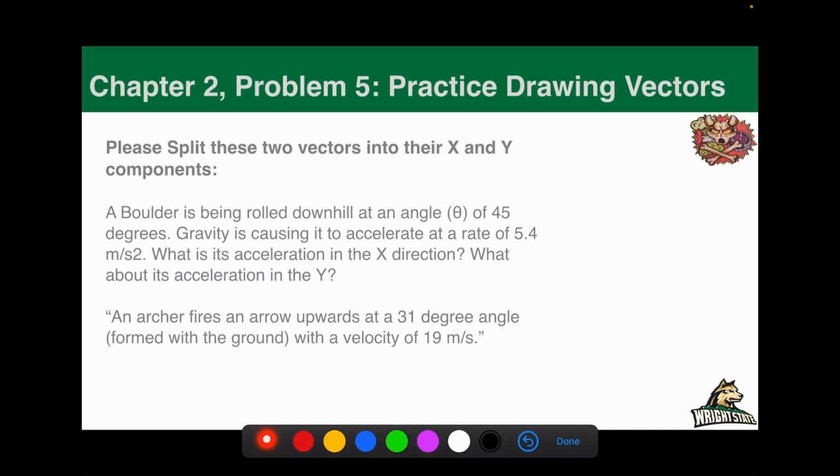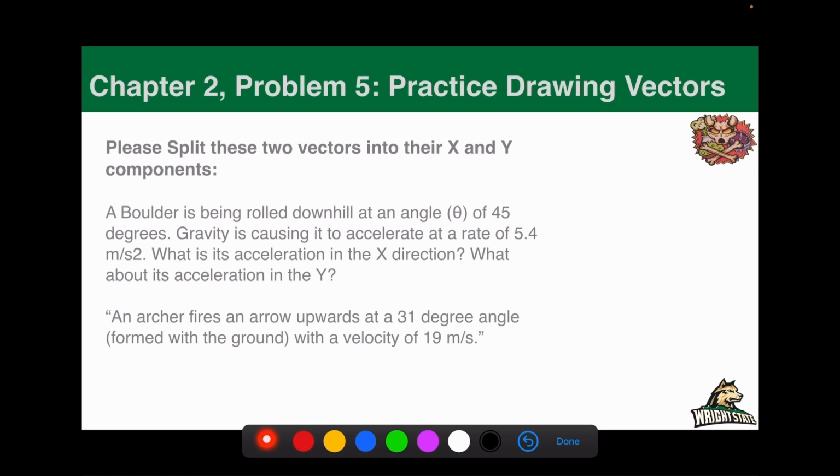Thanks, Live Action ASA. Okay, so let's all really quick do an example of this. I'd like you guys to try to split these following two vectors into their x and y components. So let's say we have a boulder being rolled downhill at an angle of 45 degrees. Gravity is causing it to accelerate at a rate of 5.4 meters per second squared. What is its acceleration in the x direction, and what is its acceleration in the y direction? So we want the x and y components of gravity, okay? And then the second part is an archer fires an arrow upwards at a 31 degree angle from the ground with a velocity of 19 meters per second.